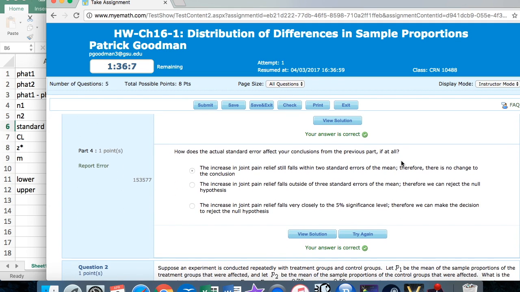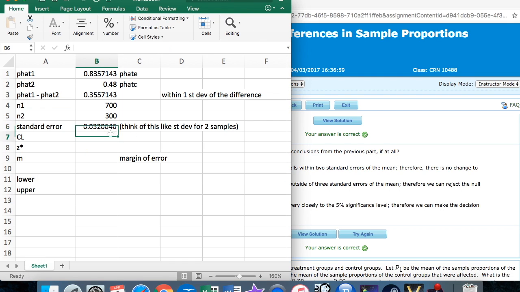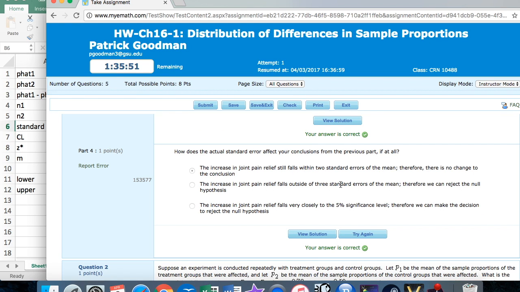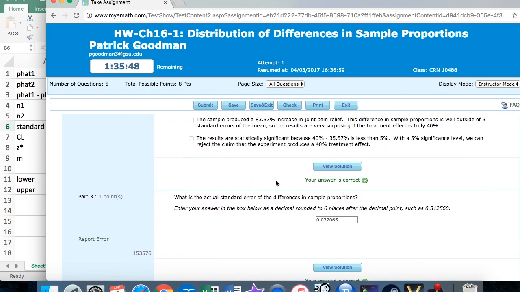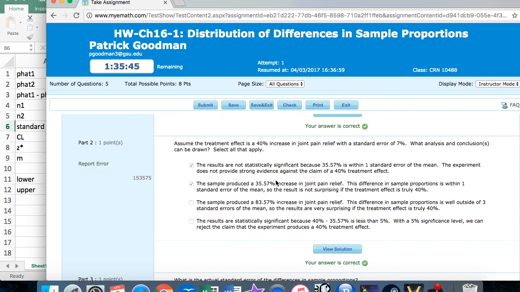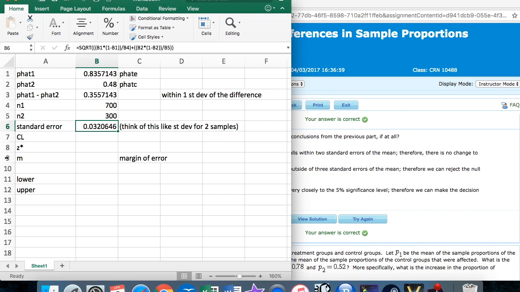All right. Now, how does the actual standard error affect your conclusions from the previous part, if at all? So now it's asking again how many standard deviations away our conclusion falls. It's asking you to find basically your upper and your lower. These are almost like introducing you to margin of error problems. If we add our standard error to our p-hat 1 and p-hat 2, how many times do I have to add my standard error to my difference in p-hat to get up to 40%? You can just check that out.